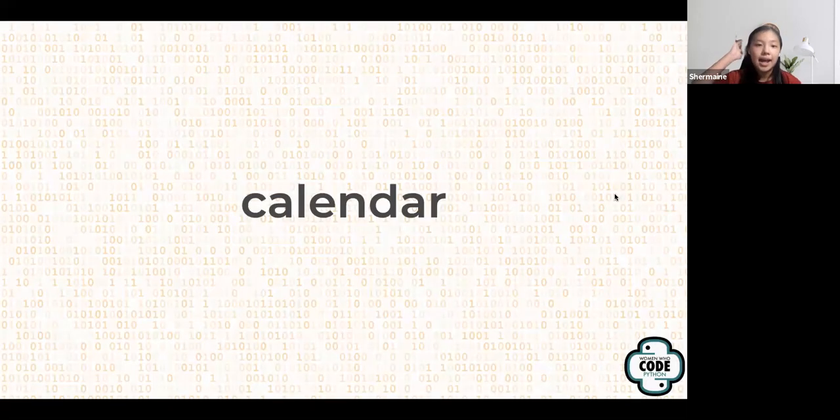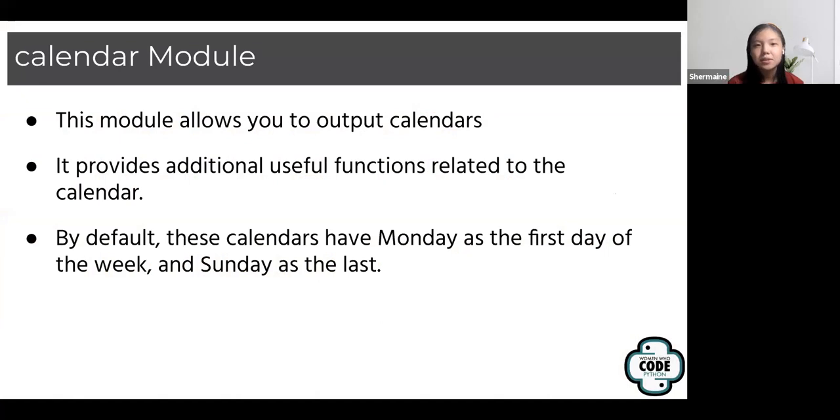Next up, we look at the calendar module. This module allows you to output calendars really nicely, as you'll see later in our Colab session. It provides additional useful functions related to the calendar. By default, these calendars have Monday as the first day of the week and Sunday as the last, but you can always change it however you wish.